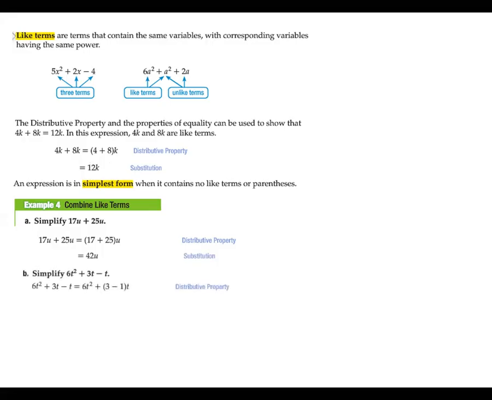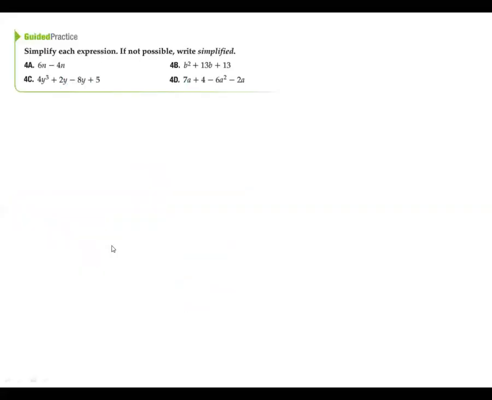That's simplest form. So if I have 6t squared plus 3t minus t, I can group the last two terms together because they both have just a t and undistribute the t. Now be careful, if you undistribute a t, you have to have a 1 there as a placeholder. Okay, so 3 minus 1 is 2, so it's 6t squared plus 2t. Again, you can't add the 6t squared and the 2t together. Even though they have the same variable, they do not have the same power. All right, here's a couple for you to do. Simplify them, and if it's not possible, write simplified.